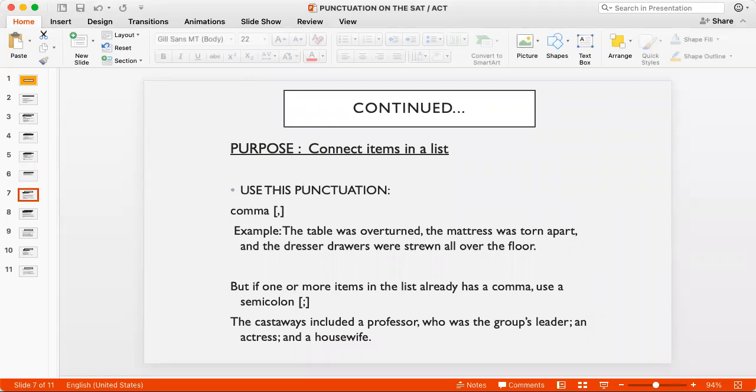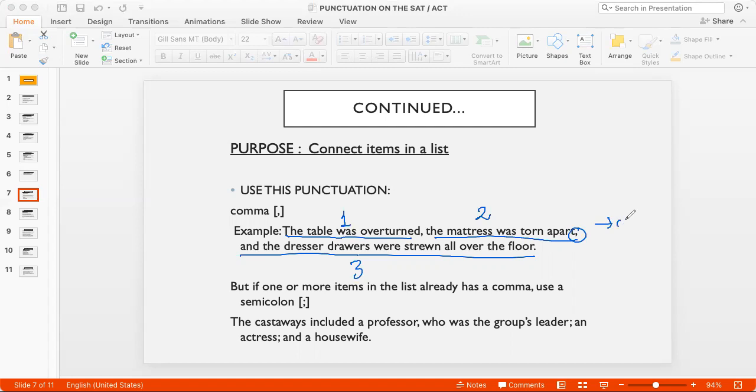Okay, if my purpose is to connect items in a list, then I just use a comma. This is something that we have been doing since forever. The table was overturned, the mattress was torn apart, and the dresser drawers were strewn all over the floor. So there are three actions happening here: the table's overturning, the mattress was torn apart, and the dresser drawers. So just to connect them, I use a comma. This last comma before the and, this is known as the Oxford comma. And it is not required in every case, but the SAT really seems to like it. So if you find a comma before the final and where the list finishes, that is absolutely okay. And just go ahead and take that as correct, right?